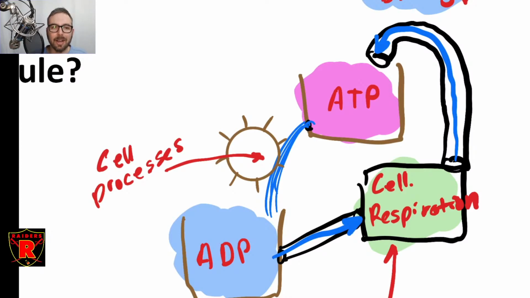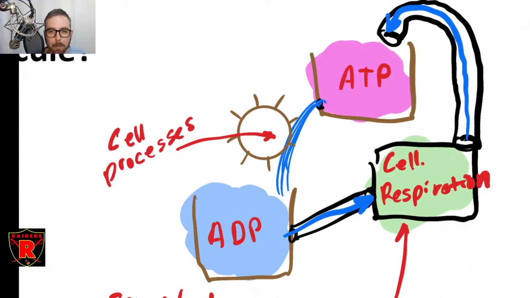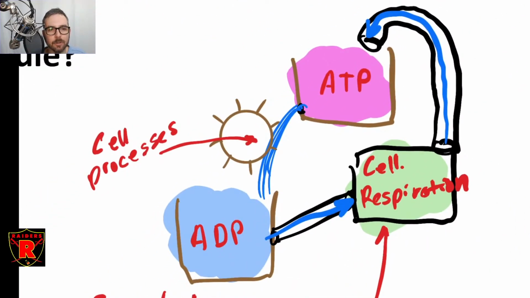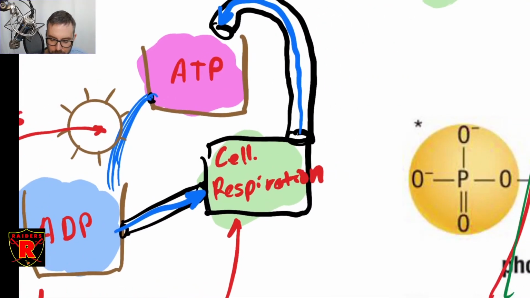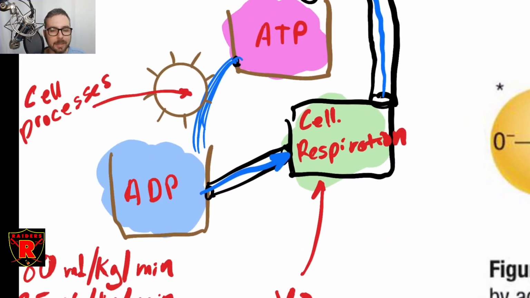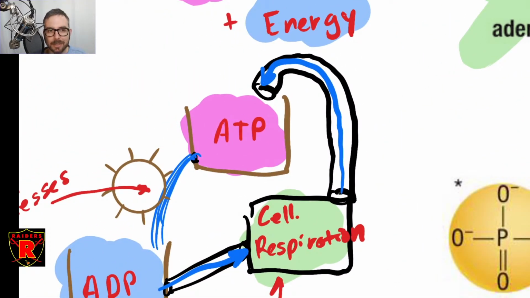And so you need a way to get this ADP back up into the top tank again, right? You've got to refill your energy storage. And so you need to do the process of cellular respiration. Cell respiration is a pump that pumps the ADP back up into the top tank and makes it ATP again. Okay? Everybody with me on this?